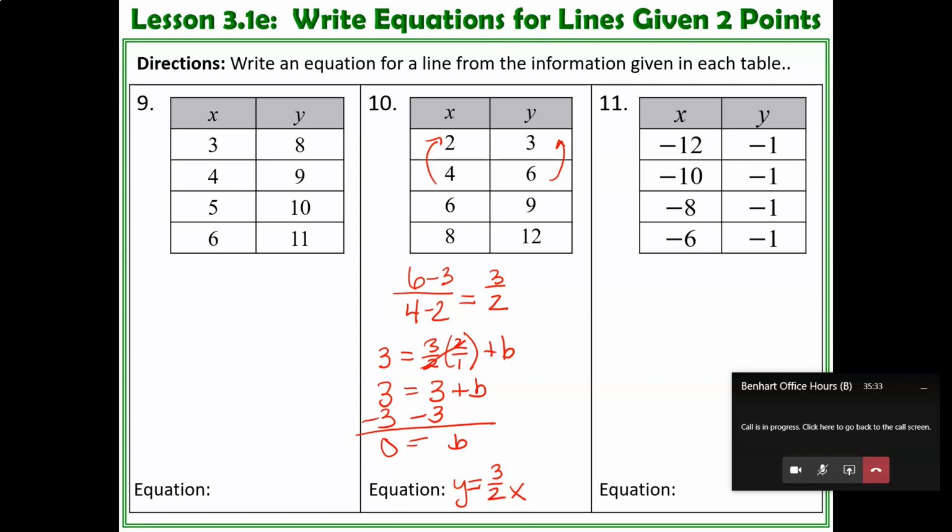Okay, if you look at number 11, the y is always -1. So it's as simple as this. Y is equal to -1.